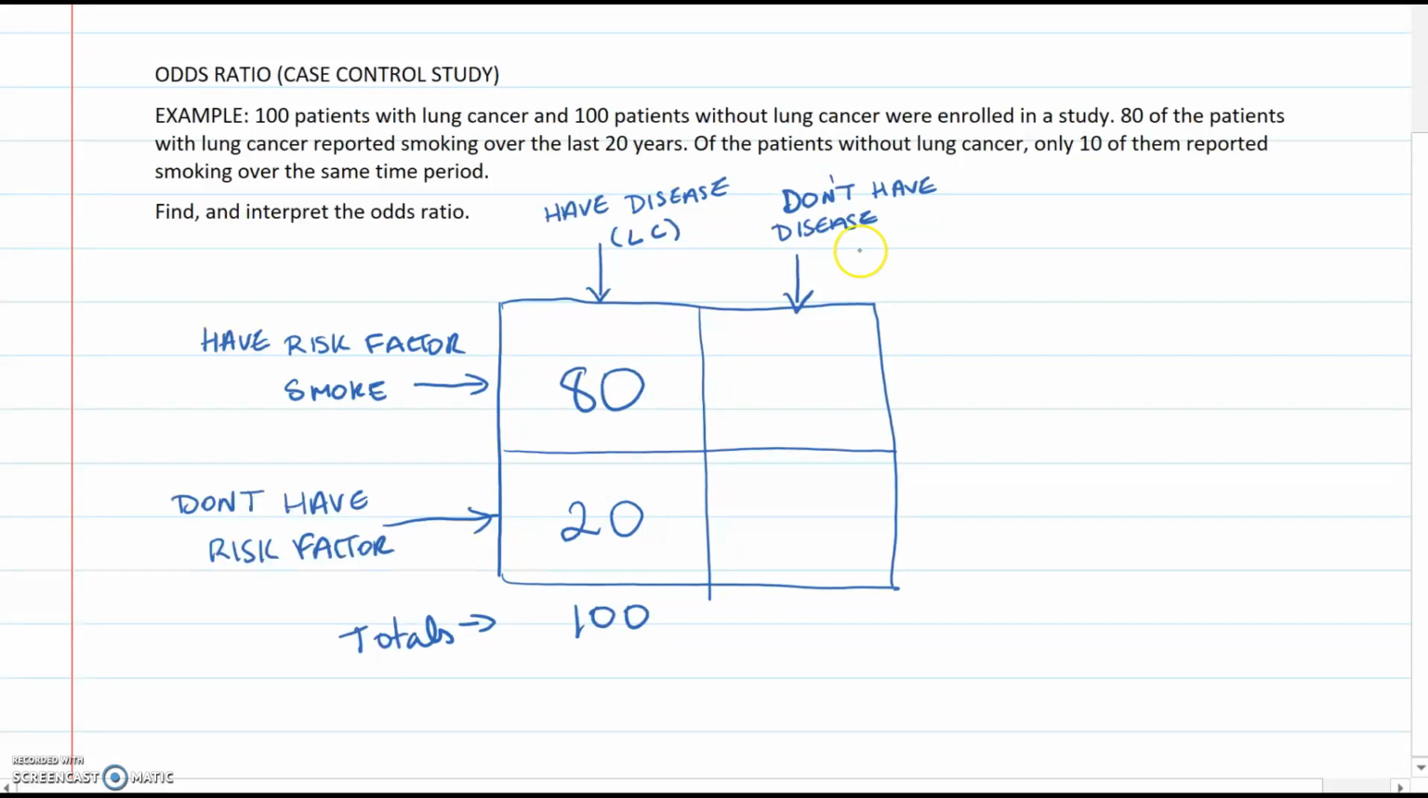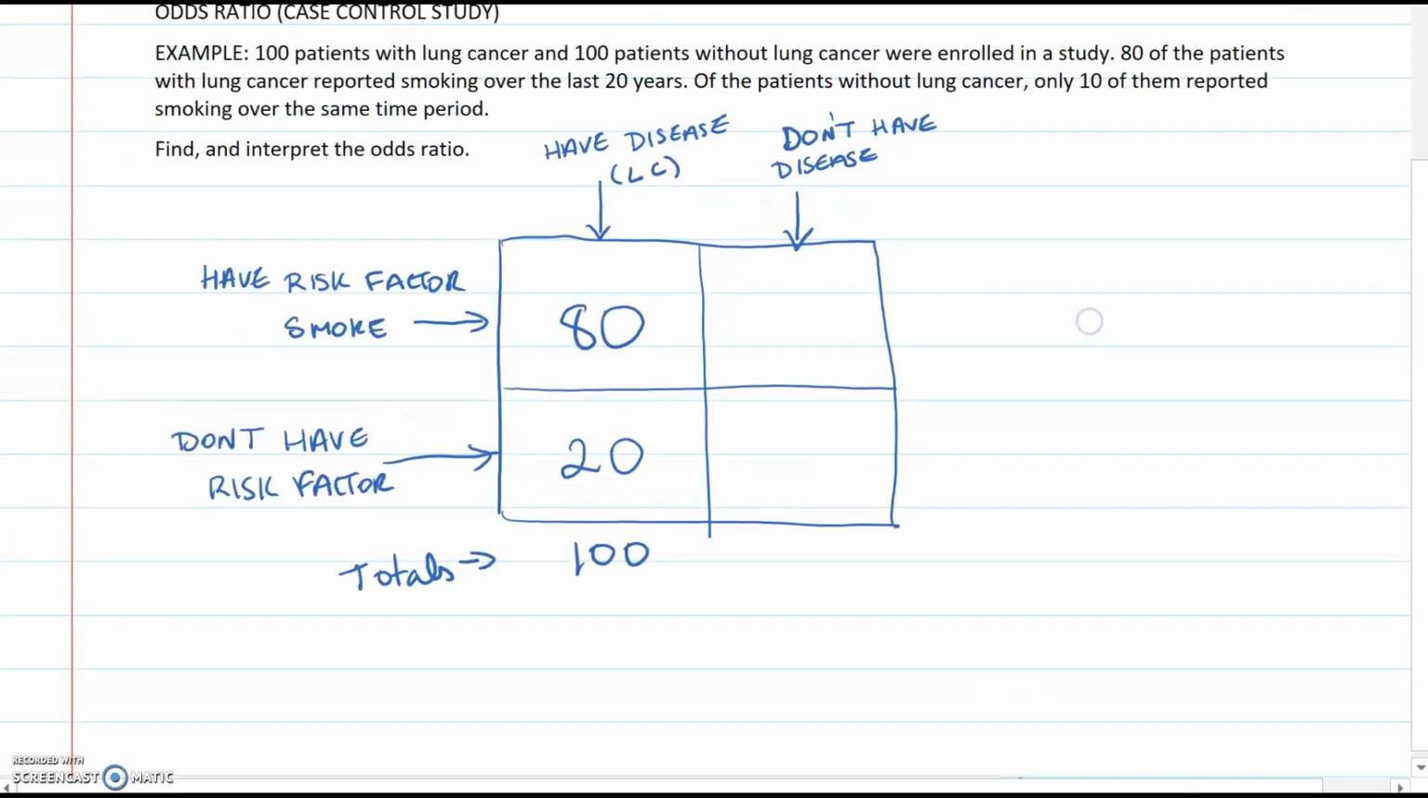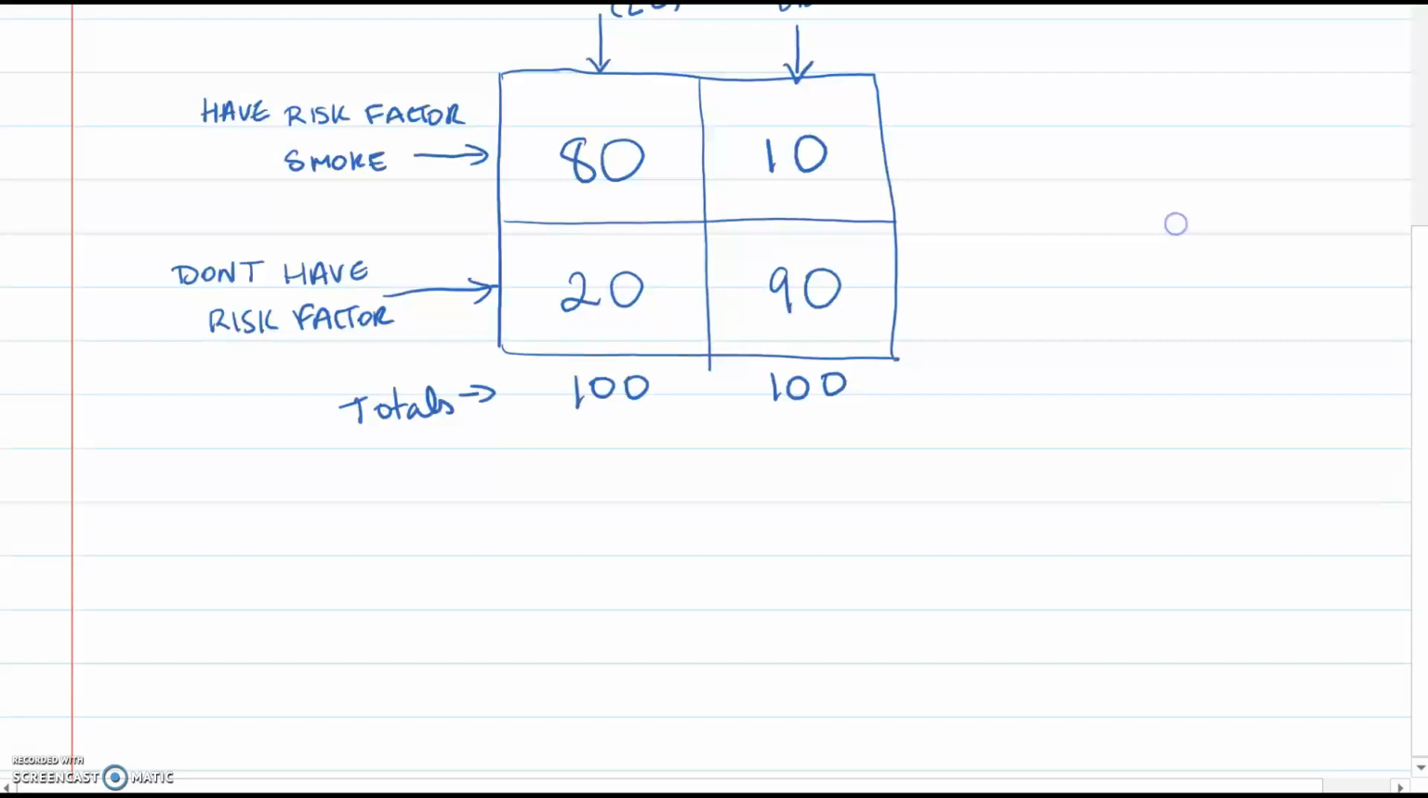Now we had 100 people as well who don't have the disease. So there are 100 people who don't have the disease. So put those there. That's the total. Of those people, only 10 of them smoked. So 10 of those smoked. And that means out of that 100, if 10 smoked, 90 didn't smoke. Okay, so now we're going to calculate the odds ratio.